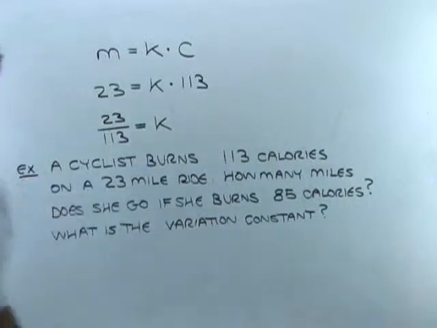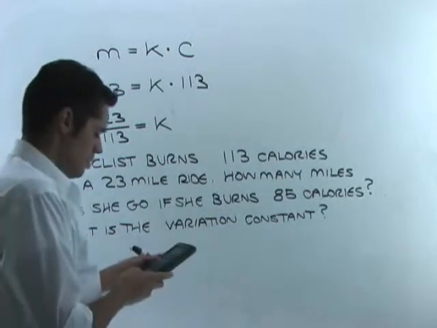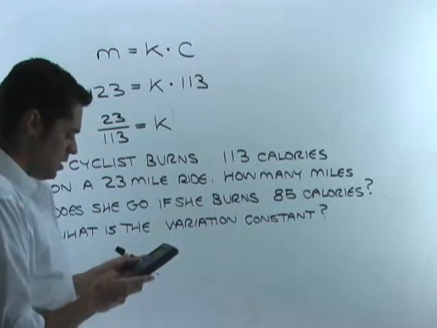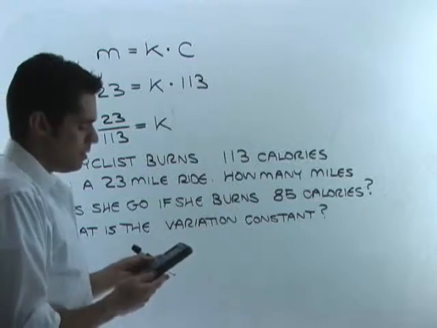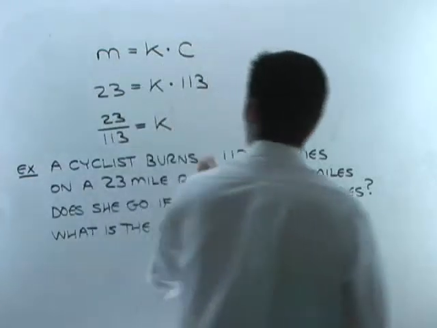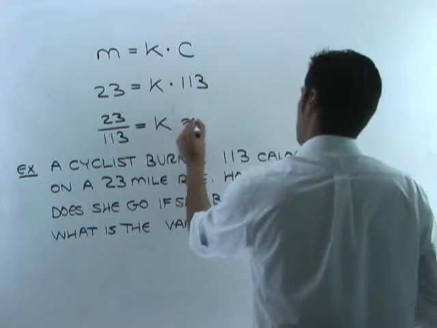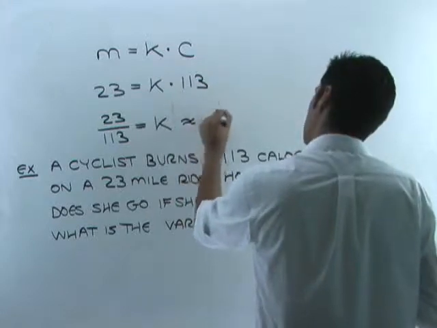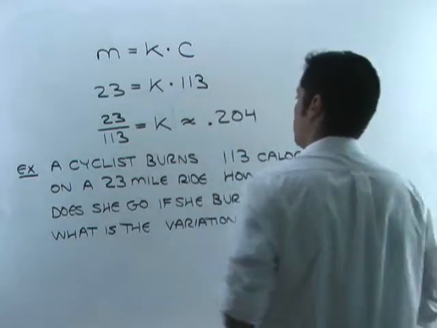So for that, I'm going to use my calculator. I'm going to do 23 divided by 113 and I get about 0.204. So k is approximately 0.204, and I rounded there a little bit.